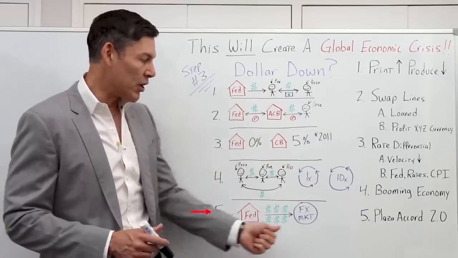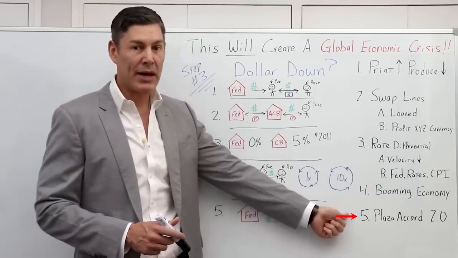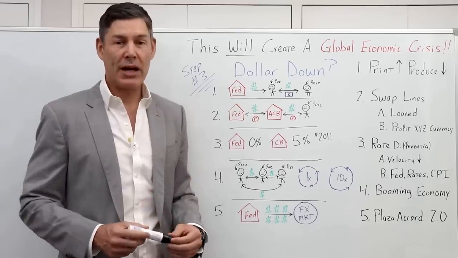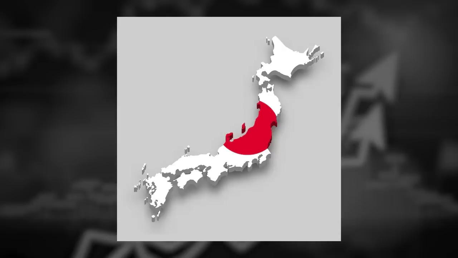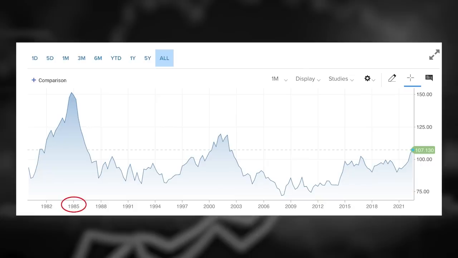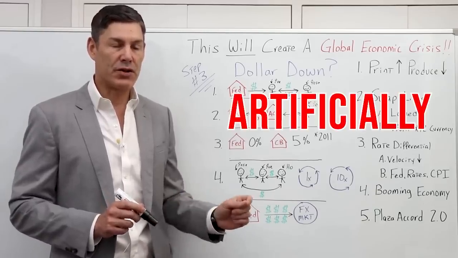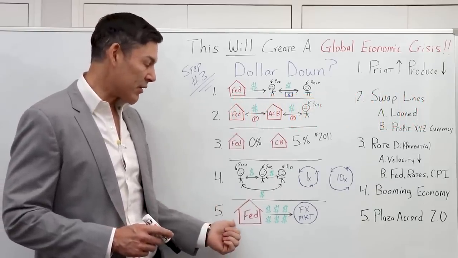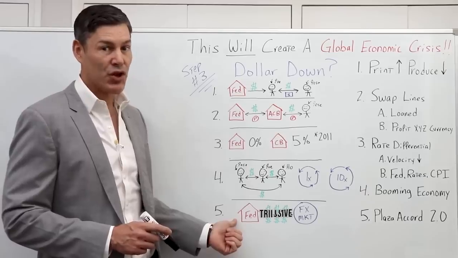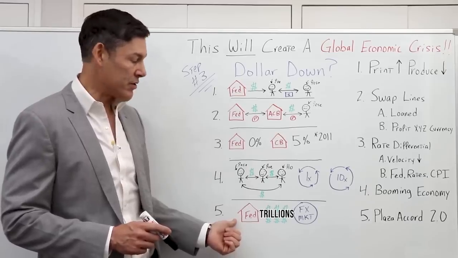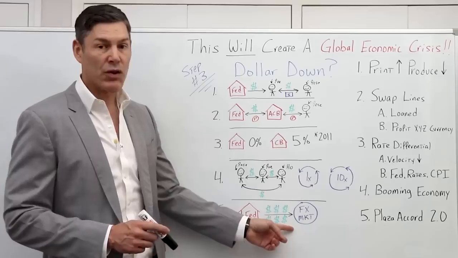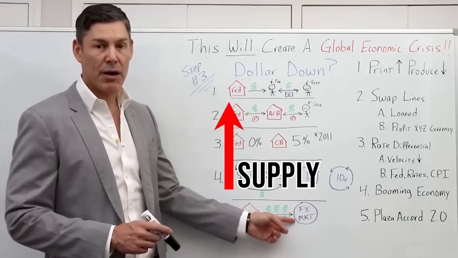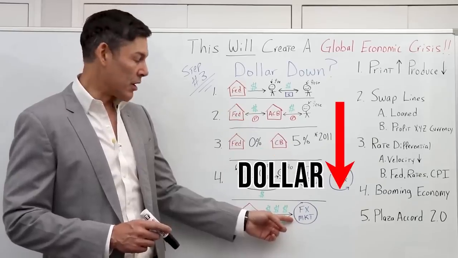Number 5, we could have a Plaza Accord 2.0. Back in 1984, 85, if my memory serves me right, the United States met with countries like Japan and Germany. The dollar was extremely high. They needed to get it back down. So the central planners did this artificially. And this basically means the Fed goes out there, prints a massive, trillions and trillions amount of dollars, and just sells them into the global FX market to increase the supply. If the supply goes up that high, most likely the dollar comes down.